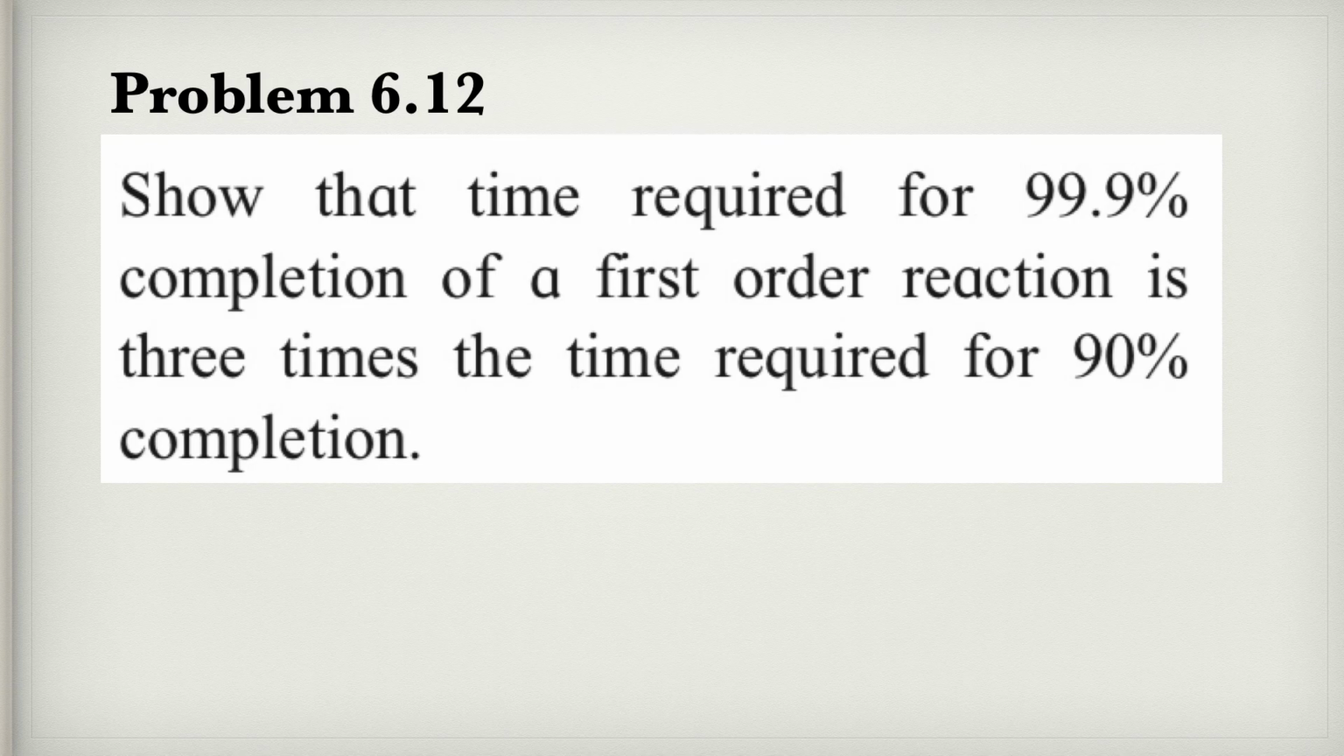Next problem, show that time required for 99.9% completion of a first order reaction is 3 times the time required for 90% completion. That means we just have to compare the time for both the first order reaction. Okay, in first the time will be for 99.9% completion and next the time will be for 90% completion. That means if I am able to prove T1 is equal to 3 times T2, then it is proved.